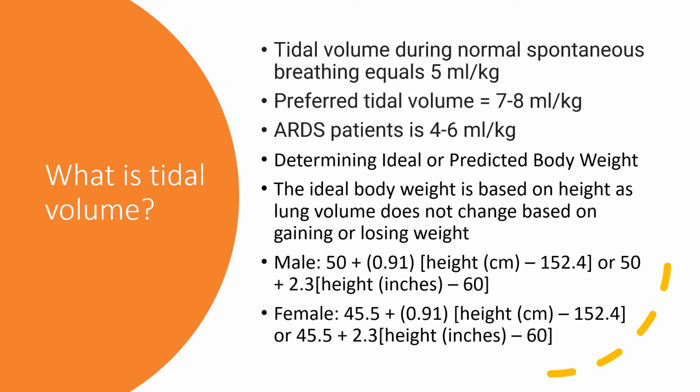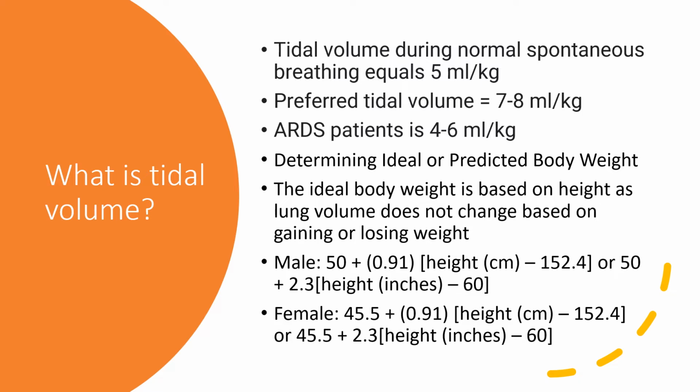So, we've been doing this for the last few years. We've been using what is called the ideal or the predicted body weight. And what that means is, based upon your height and your sex, male or female, you will have a set tidal volume. Now, I have the formulas below for male and I have the formulas for female, but a lot of times today there are charts, and based upon your height and your sex, they give you a tidal volume you should be delivering.